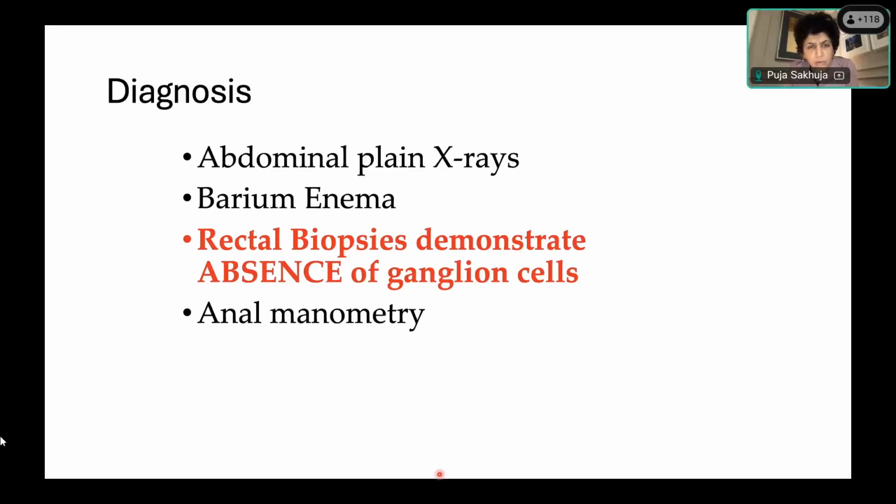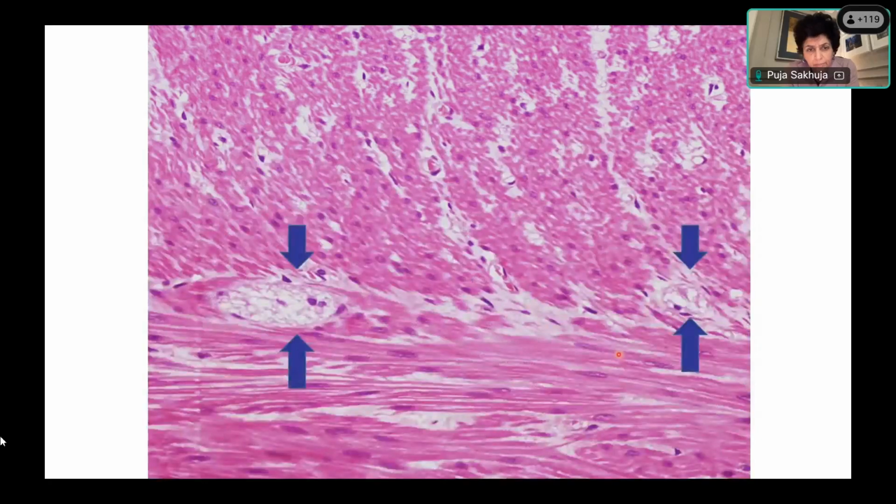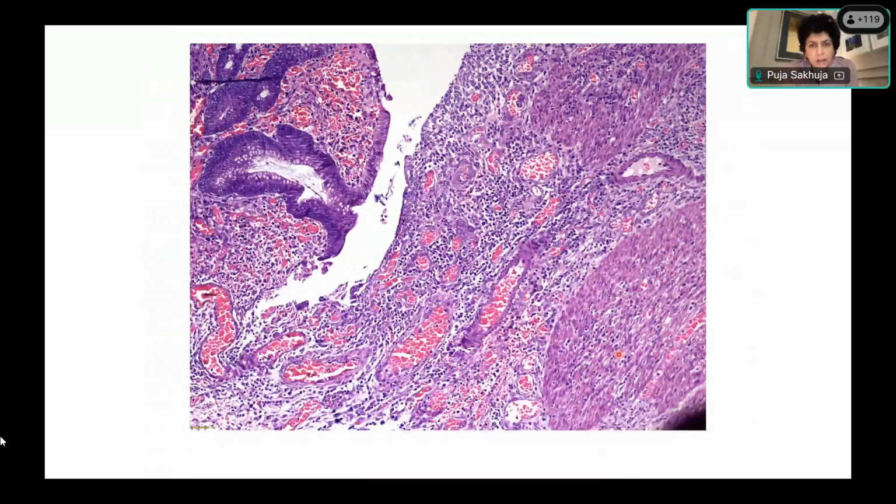These are the various ways to diagnose, and this is another case of the gross finding, a narrow segment and a dilated segment, and then you're looking for ganglion cells. This is positive staining of ganglion cells on calretinin. And here on H&E, you can see the absence of ganglion cells in a nerve fragment. It's also often associated with what change in the nerve? Hypertrophy. Yes.